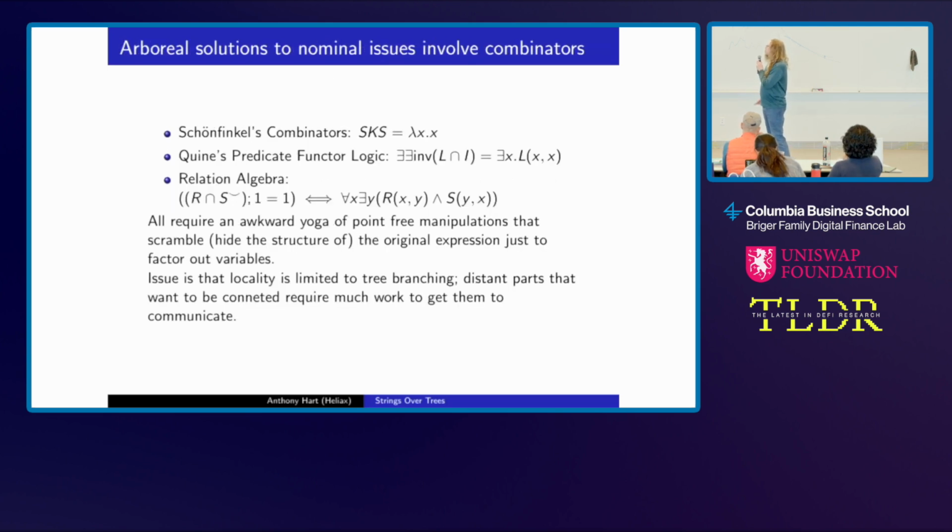Traditional solutions to this problem have tried to stick with trees, and these lead to combinator systems. There have been a couple historically. There's traditional combinators, there's Quine has its own system, and there's relation algebra. These require an awkward yoga of point-free combinators, and they spend most of their effort essentially trying to get different distant parts of a tree to communicate with each other, and it completely scrambles the original expression.